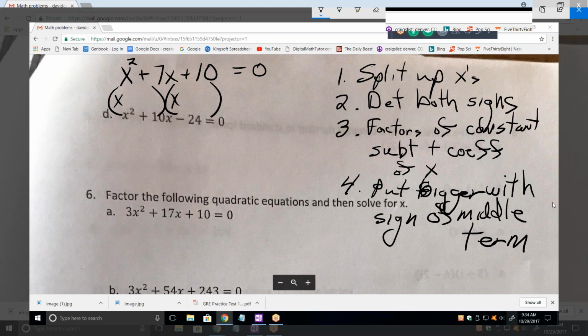So split up the x's. Both signs have to be positive. Factors of 10 that now have to add, because of that, not subtract, but add to the number 7. And here I don't even have a fourth step, because putting the 5, 2, and the 2, 5 there is the same as the reverse. So this particular one only had 3 steps to it. I'll give you one more.